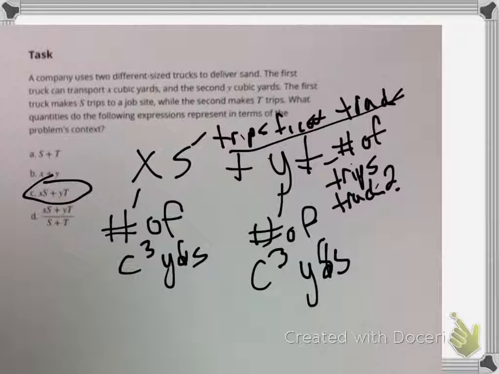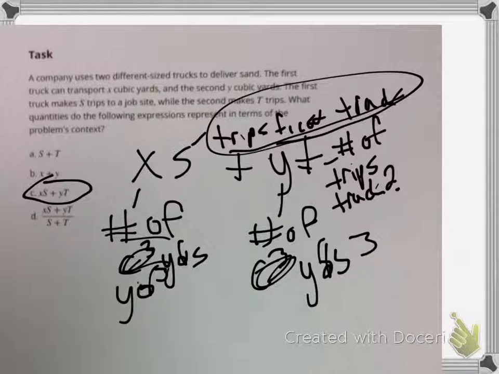Alright, the next one. A company uses 2 different size trucks to deliver sand. The first truck can transport x cubic yards and the second y cubic yards. The first truck makes s trips to the job site, while the second truck makes t trips. What quantities do the following expressions represent in terms of the problem context? So I did x times s plus y times t. x times s. x is the number of cubic yards. And I need to rewrite that. I could just write yards cubed and then yards cubed, just like that. The s is the trips for the first truck, the t is the trips for the second truck.